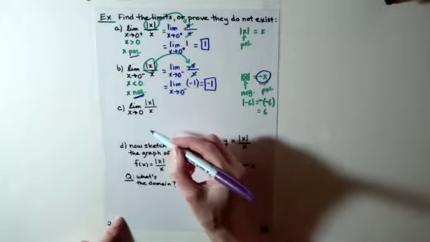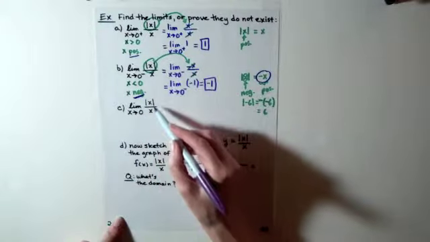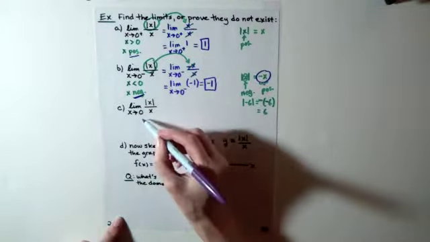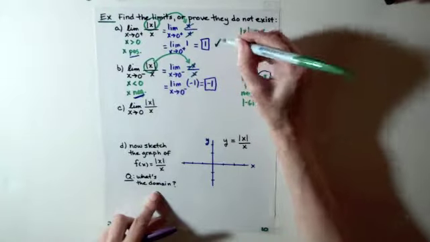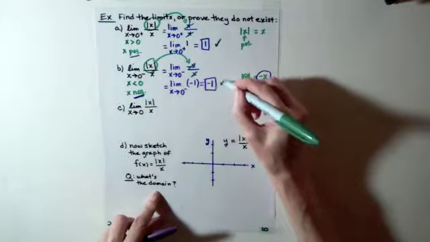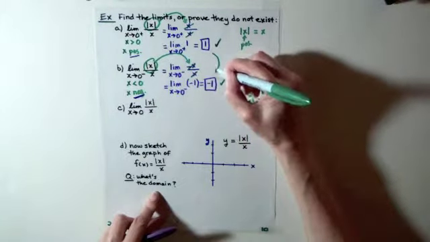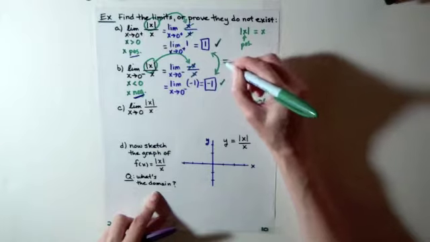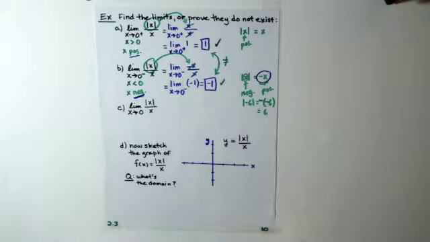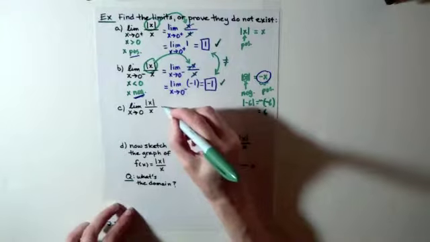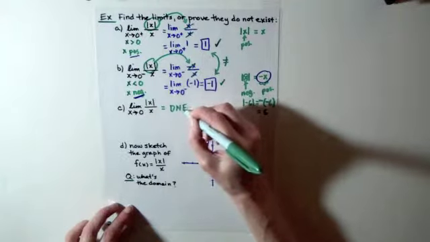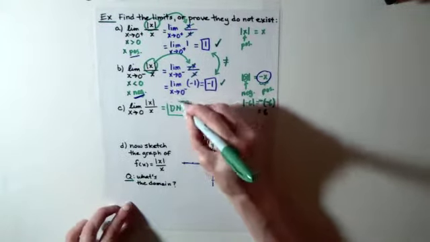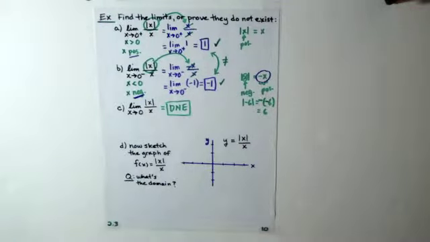What about the overall limit? The limit as x approaches 0 of absolute value of x over x, we're approaching 0 from both directions. Well, the limit from the right existed and was equal to 1. The limit from the left existed, but it was equal to -1. These two one-sided limits are not equal to each other. They are not the same. They don't agree. And so what does that mean about the overall limit? The overall limit does not exist. So the answer to part C, all we can really do is say that the overall limit does not exist.